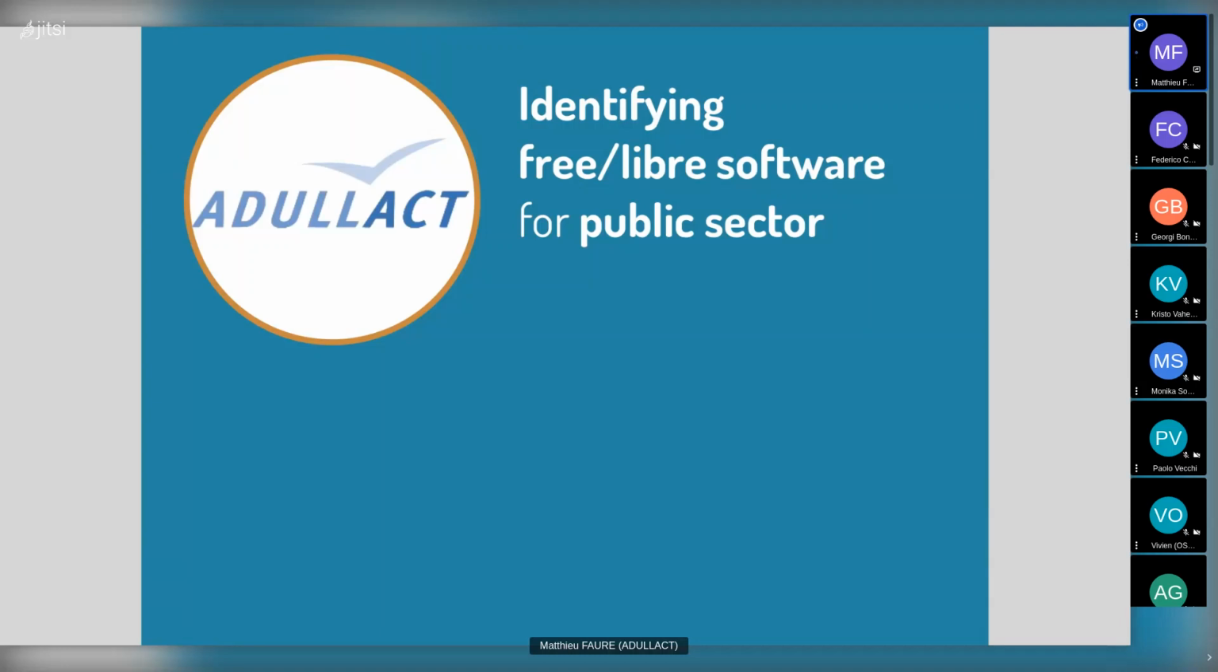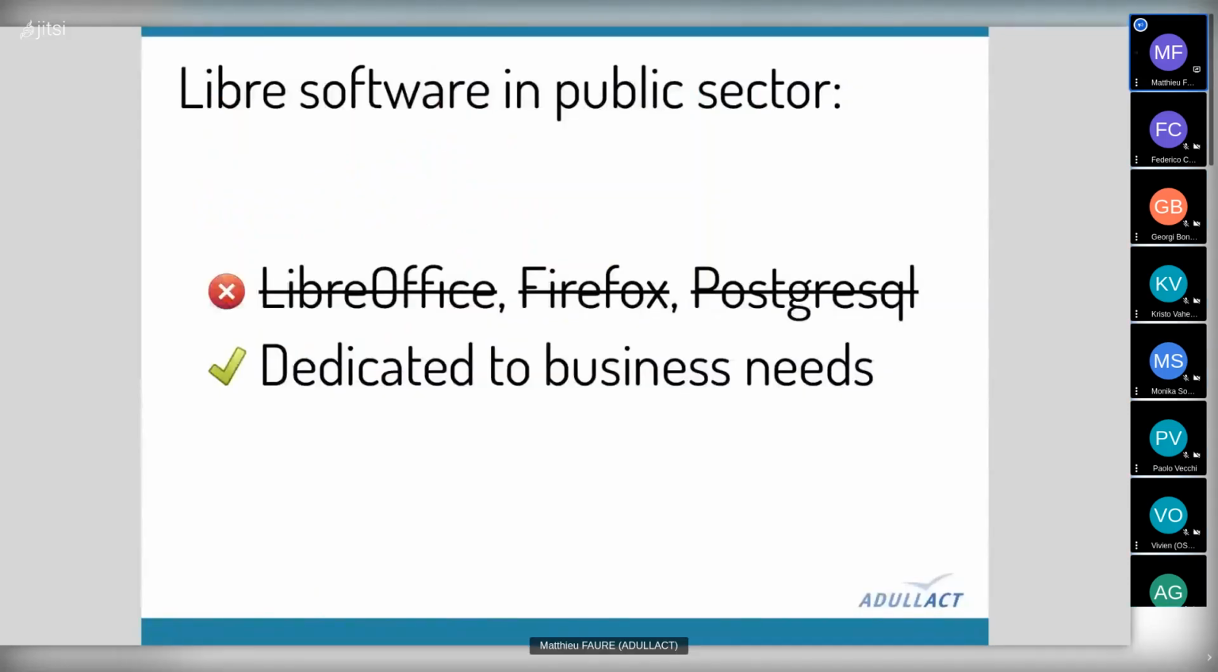So this is the first part. Let's get in. What are we talking about, in fact? Are we talking about LibreOffice? Are we talking about Firefox, PostgreSQL, MariaDB, and so on? No, in fact, no. These libre software are highly interesting, but not within our scope, because the first one is on the desktop, the other ones are on the infrastructure. And what we are talking about here is actually the libre software that is dedicated to business needs.